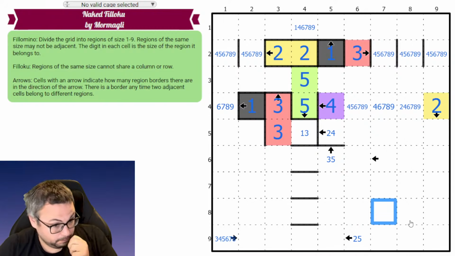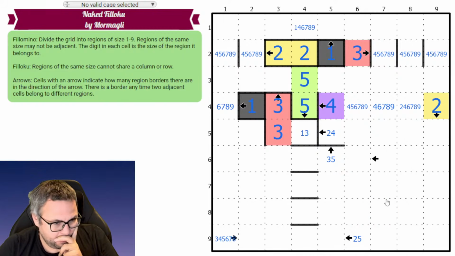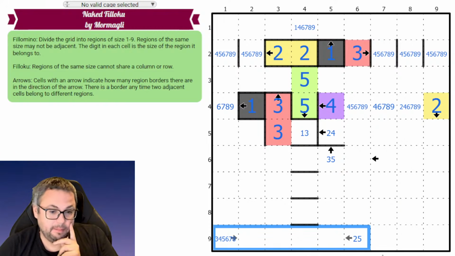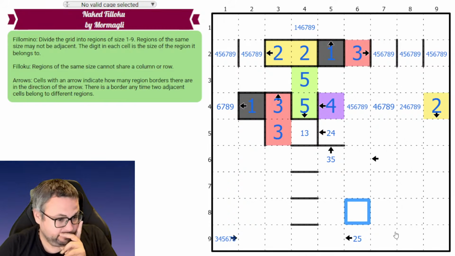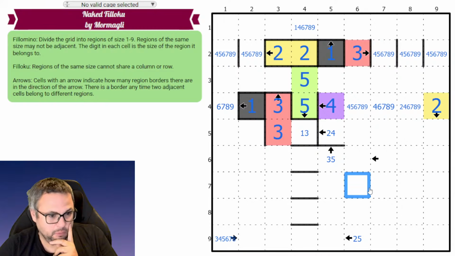I guess if they were the same Fillomino, you could argue this one would be a 0. And 0 is probably not the size of the omino. So if you take into account specifically that this one's in the corner, then yeah, they're not going to end up being equal.